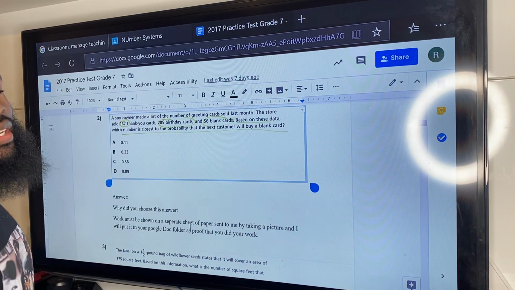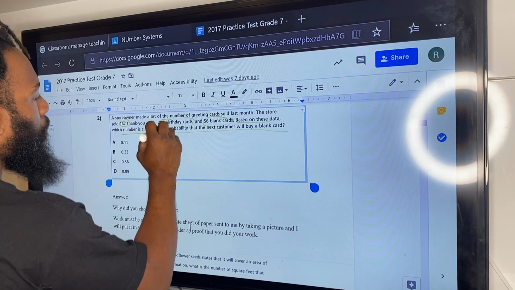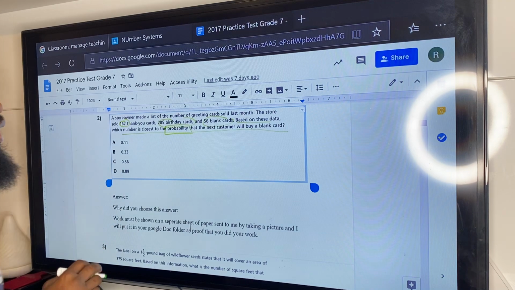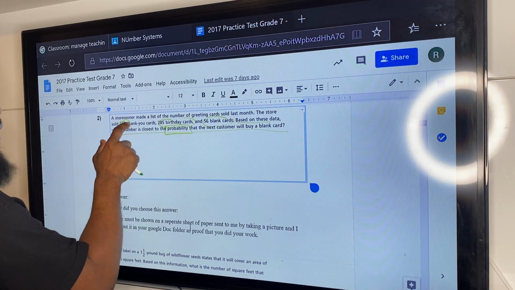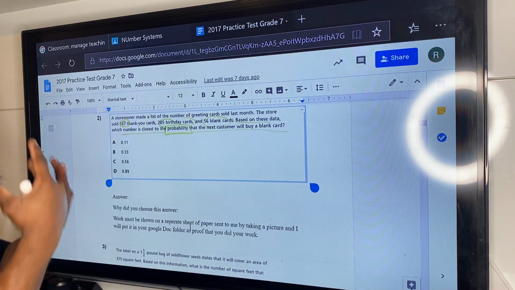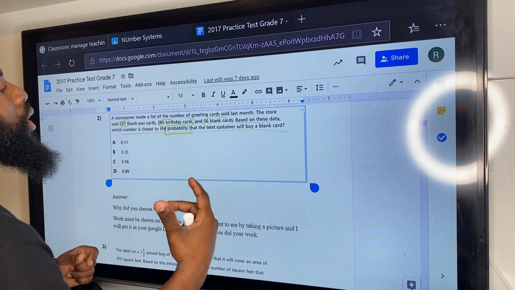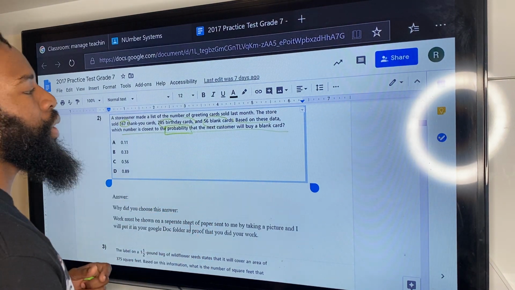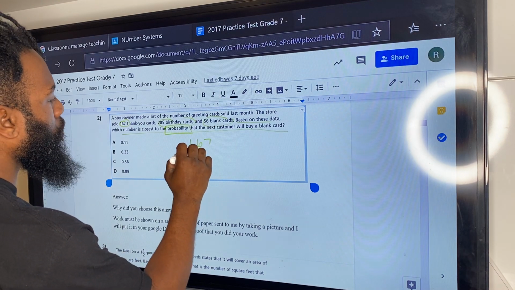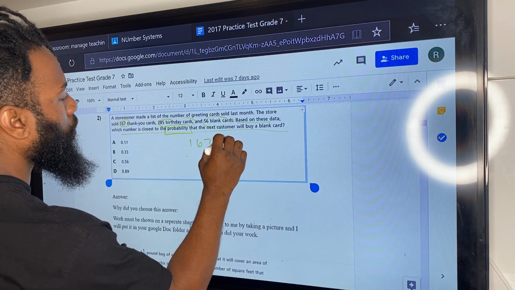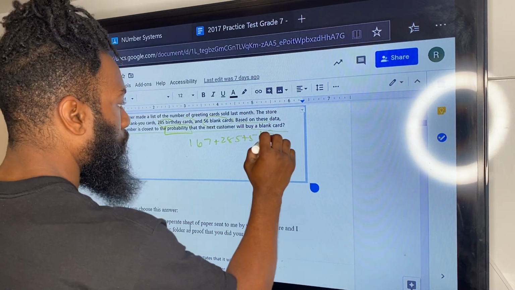And we haven't done probability yet, so this is why we're doing this. It's a mix of all different topics. Probability would be our action word. And so what you're gonna do here is add up all of these cards, get the total, right? And then find out the probability of the next customer to pick the blank card. You take these 167 plus 285 plus 56, and you'll get 508.